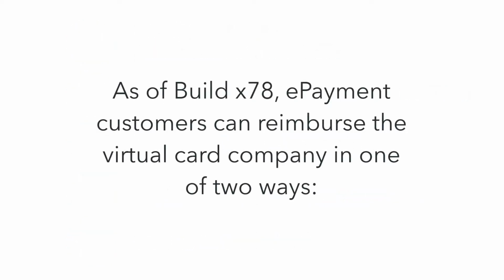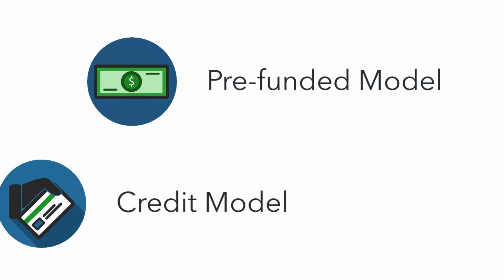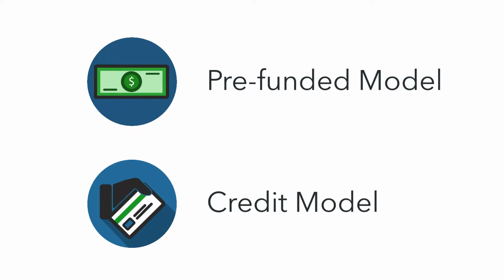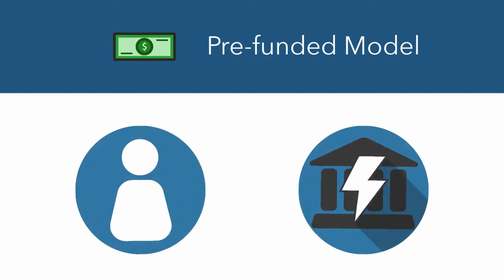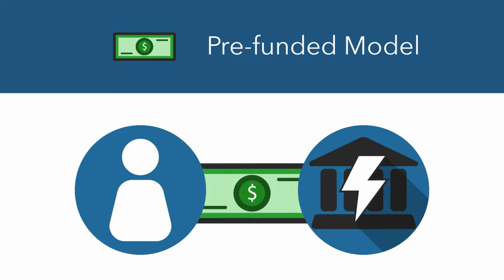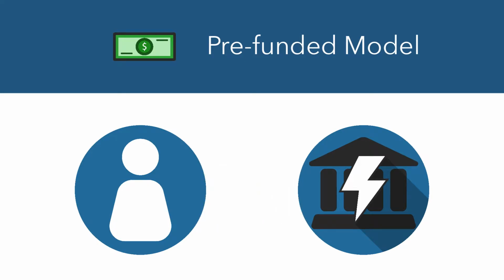As of Mekorma Build 78, e-payment customers can reimburse the virtual card company in one of two ways: by pre-funding issued cards, or by taking advantage of a no-cost line of credit extended by the virtual card provider. If using the pre-funded model, batches are sent for processing to the e-payment service, and you are then required to provide funds to the virtual card company for all cards being issued. Details regarding this process are covered in another video posted on our website.